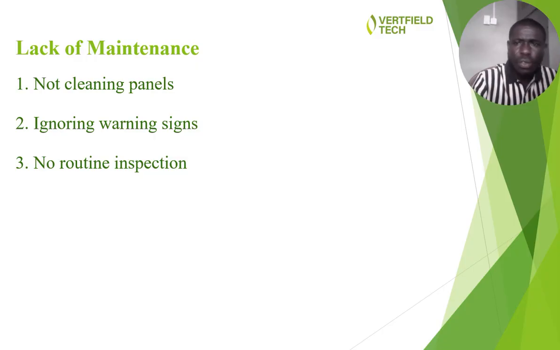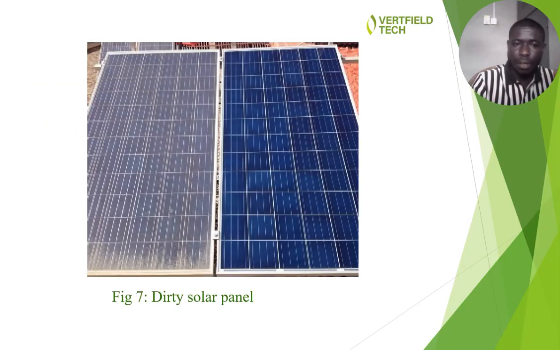Now, no routine inspection. When you do not have routine inspection to see, okay, what is happening with this box, has the energy requirement of this box been exceeded? What can we do? Is it due for change? What part of it is giving issues? How can we fix it? So when you do not check to be sure of how that system is working, it could lead to solar generator failures.